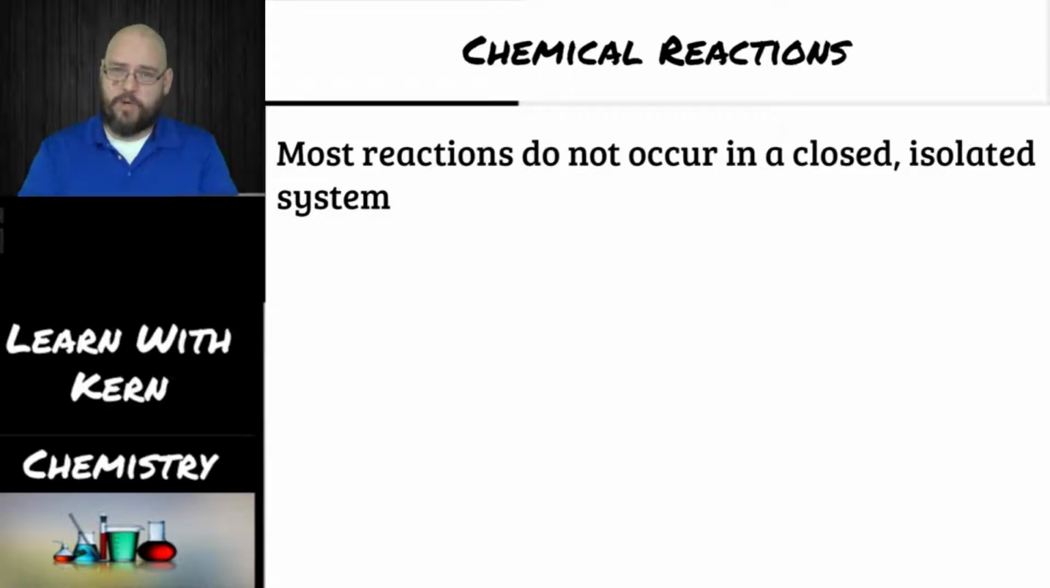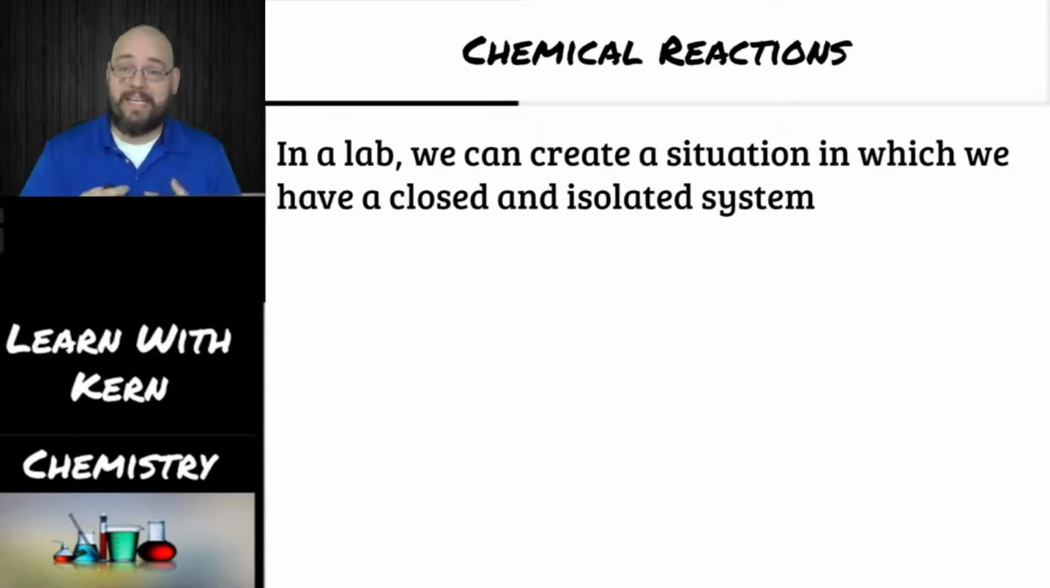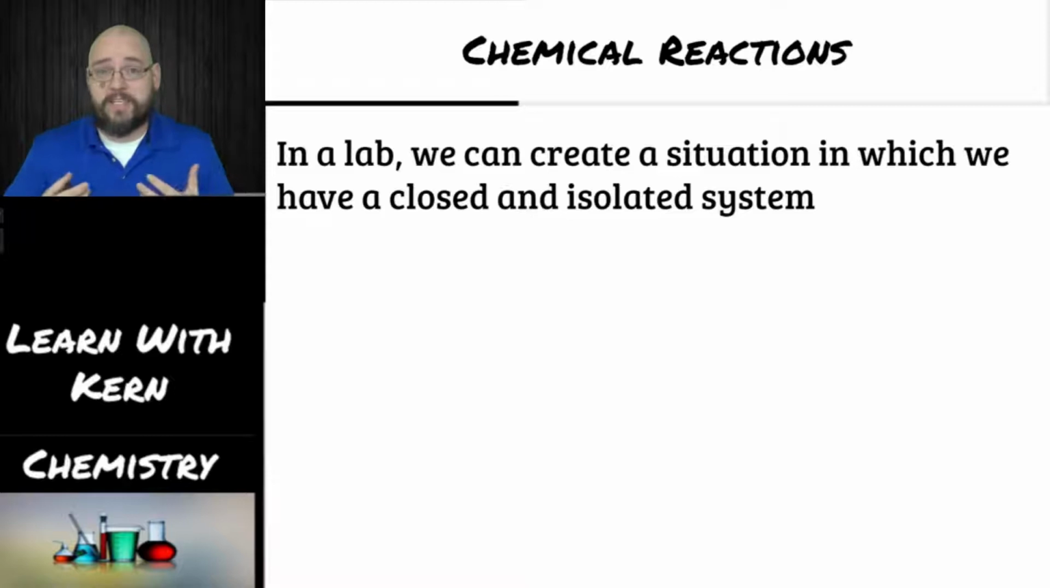But in most lab situations, we're not dealing with a closed, isolated system. In lab, we can create a situation in which we have a closed and isolated system, but it's not the typical way that things happen. So we discovered this law by creating a closed, isolated system. But just realize that the reason not everything always works out perfectly in a chemistry lab is because we don't actually have a closed, isolated system. We can get really close in a lot of cases. Based on the equipment we're using, we can make it a little bit better, but we can't actually get to a perfect closed, isolated system in most situations.